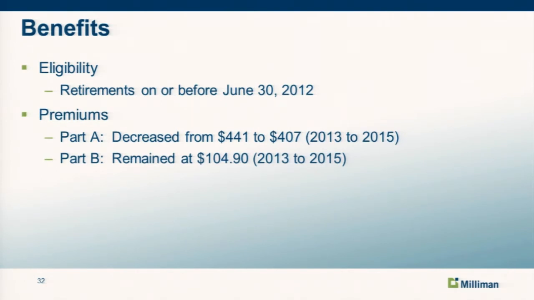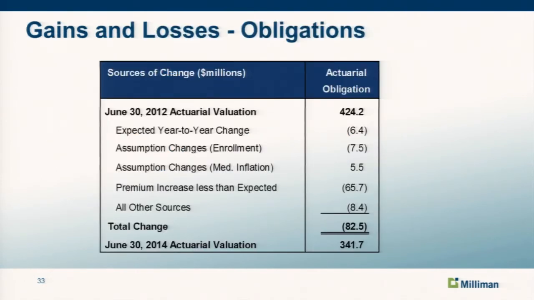And flipping to this page, this shows that last valuation, which these are done every other year, we had about $424 million in the unfunded actuarial obligation that goes over the DB program, and that decreased primarily, as you see, $66 million of the $82 million increase was due to Part A premiums actually decreasing instead of the expected increase, which leaves our unfunded amount at about $342 million.